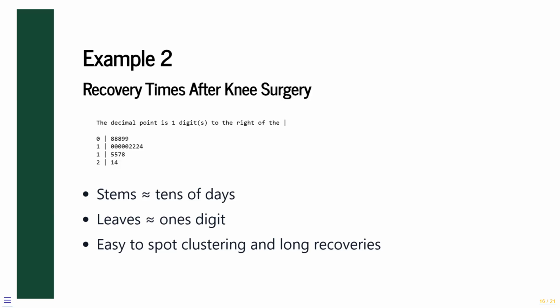In a hand-drawn stem and leaf plot, the stems would represent the tens of days, for example, 1, 2, 3. And the leaves would represent the ones digit. Many statistical software packages split each stem into 2 rows, one for leaves 0 to 4 and another for leaves 5 to 9, to make patterns easier to see. From the plot, it is easy to see where most recovery times cluster and to identify unusually long recovery periods. Because the stems are ordered, the plot also highlights the overall shape of the distribution and any extreme values.